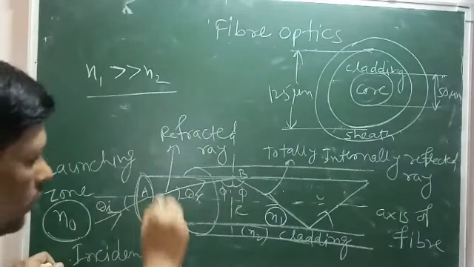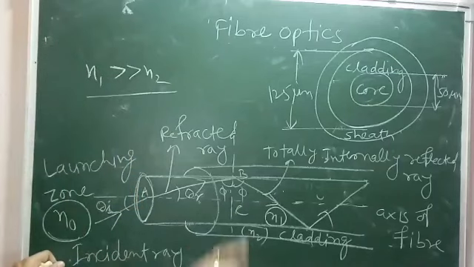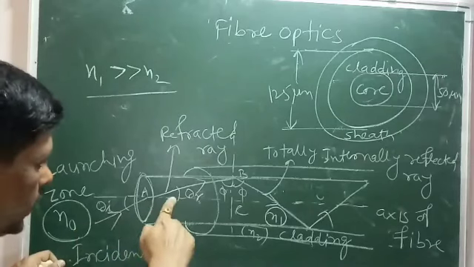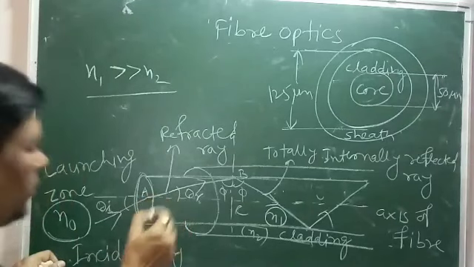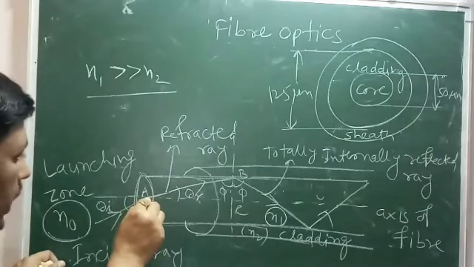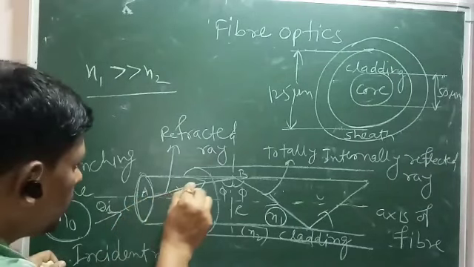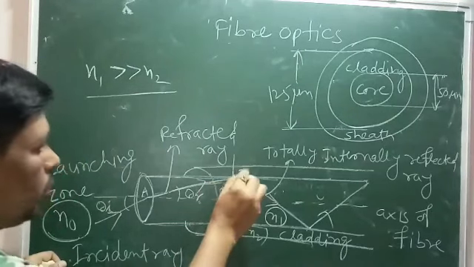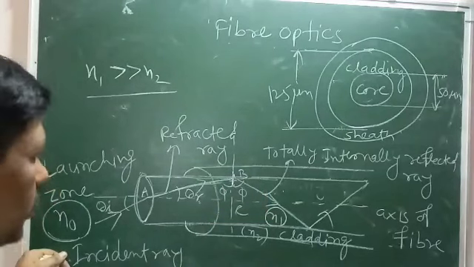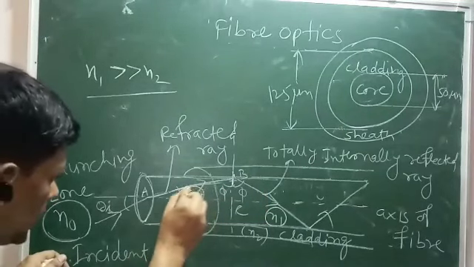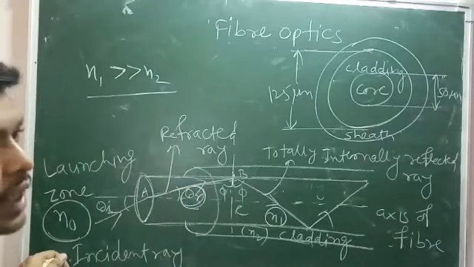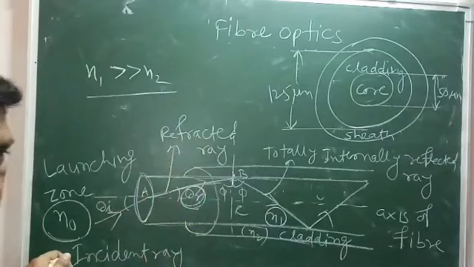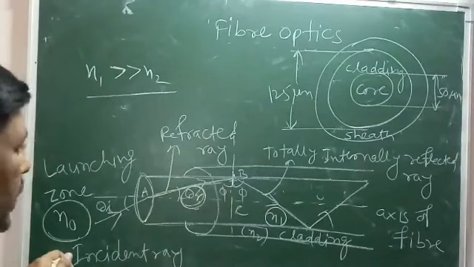When the light is launched into the fiber, firstly the light gets refracted at the point A and goes to the core cladding interface point. Here B is the core cladding interface point and theta r is the refracted angle. So theta r is the refracted ray angle.